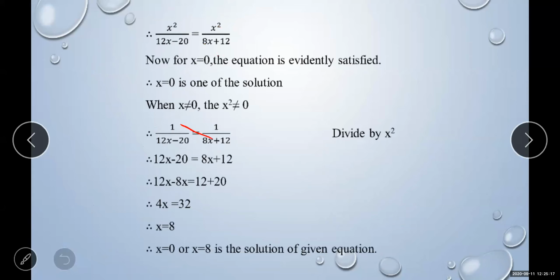Now firstly, we will just put x is equal to 0. As we put x is equal to 0, the right and left sides are equal. That's why x is equal to 0 is one of the solutions.